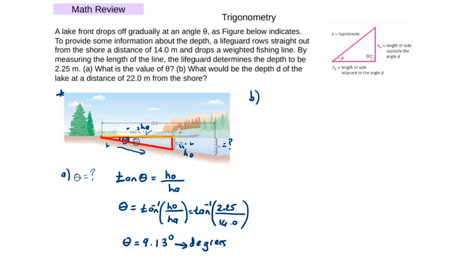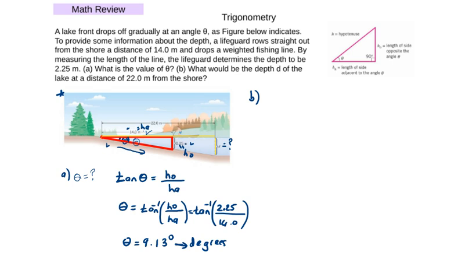B: what would be the depth D of the lake at a distance of 22 meters? So from his knowledge now, the guy said, okay, if I go 22 meters, what would be the depth D, which is shown here? We're going to use tangent again. Now we have a larger triangle. Let me try to show it overall.